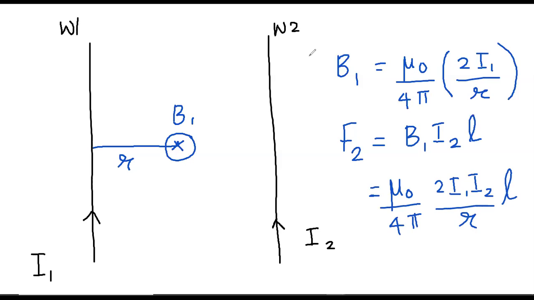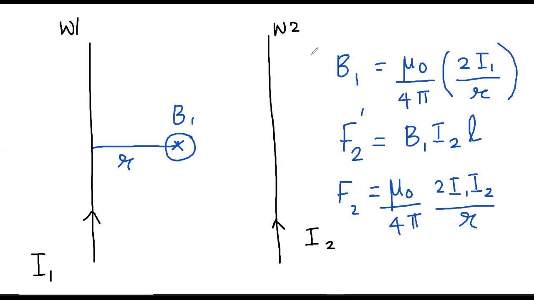What if I want to find out the force experienced per unit length of the wire? Then the force per unit length will be F2 upon L. This L gets divided by this F2. So the force per unit length on the wire, let me consider this as F2 dash, so I'm going to write F2 dash over here. What is this F2 dash? It is the force experienced per unit length of the second wire.